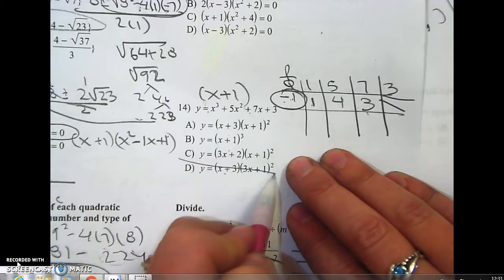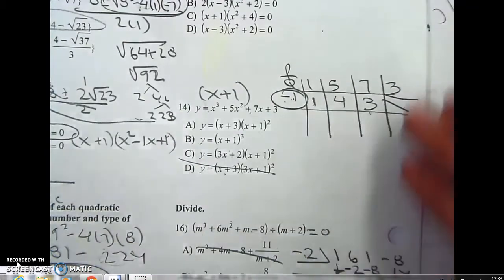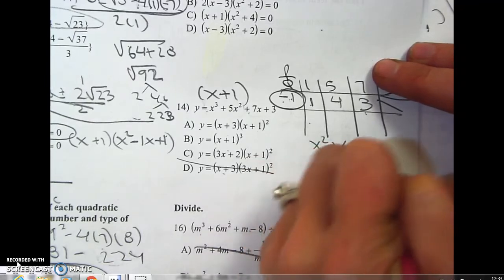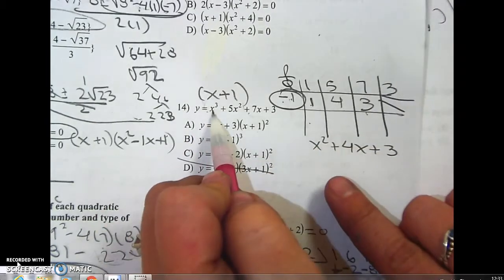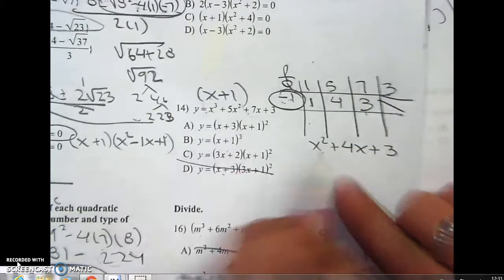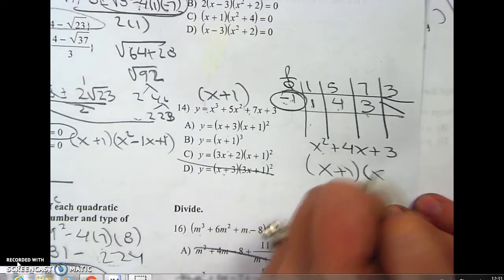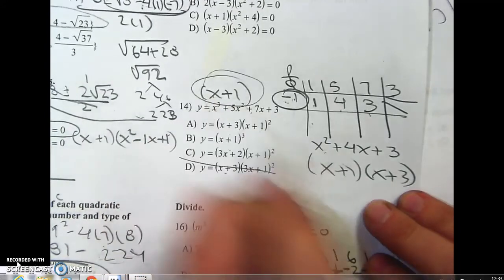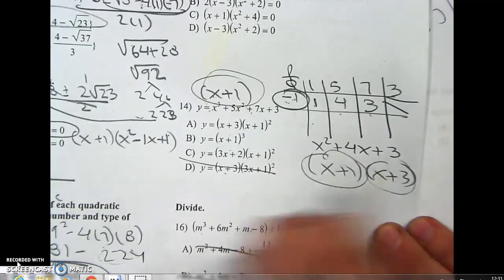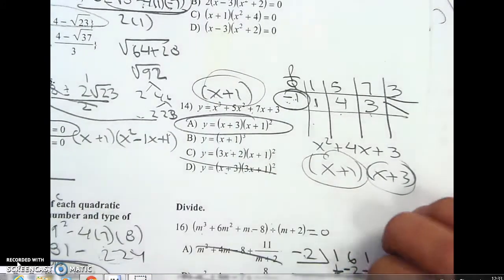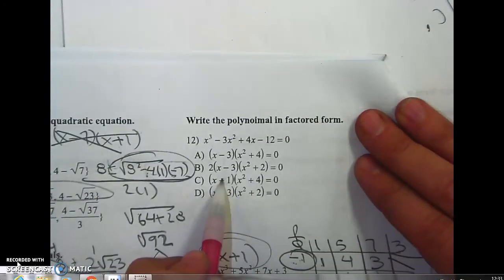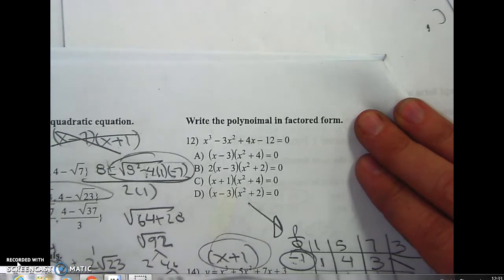So that one's out. Now, when I look at this, this is the same as x squared plus 4x plus 3. Because I had 3 of them, I took out one of them, I have 2 left. 2 numbers that multiply. So now I know that I have 2 x plus 1's and 1 x plus 3, which lends itself to A. Number 12 is factor by grouping, but if I want to do the PQ, I can play the same game.